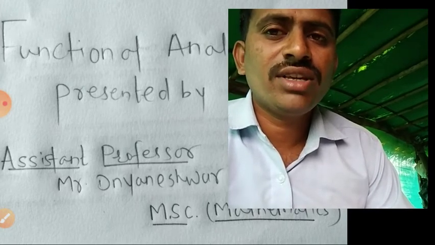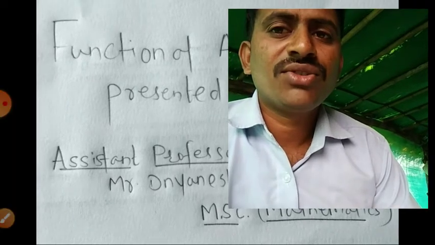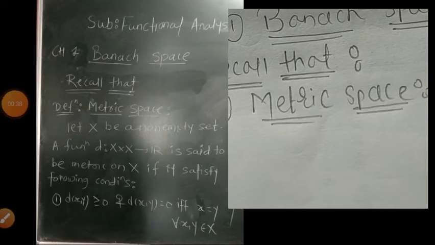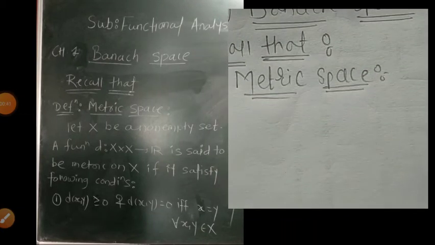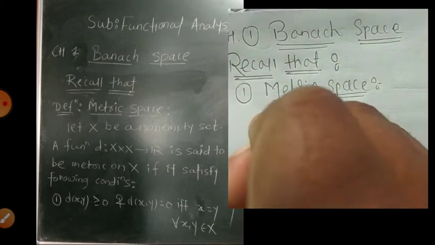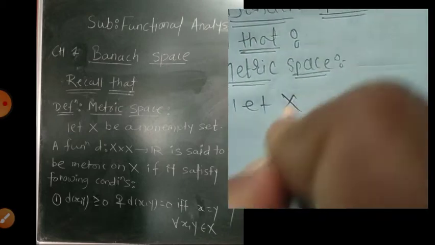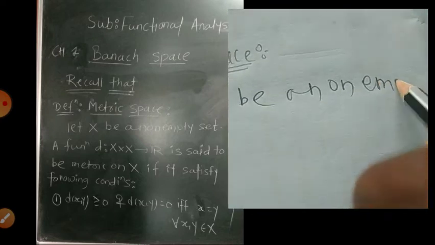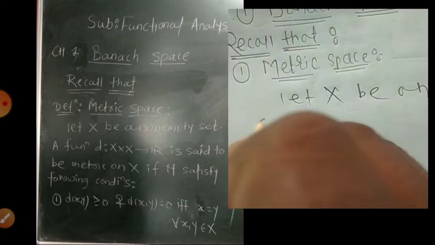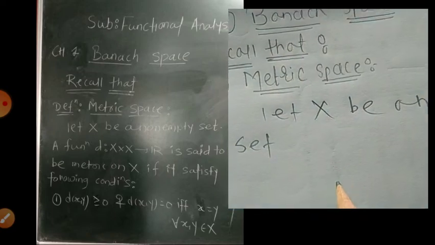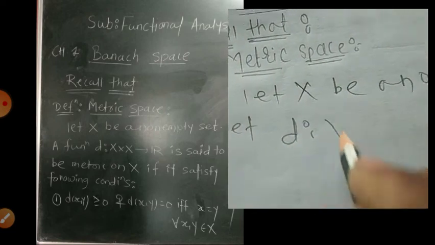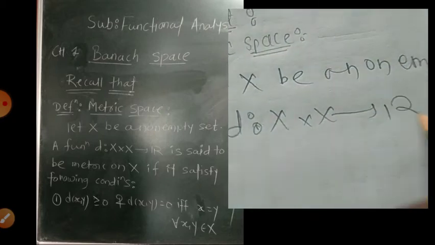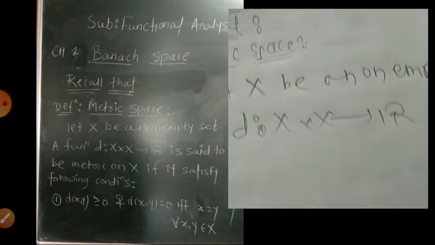The first definition is metric space. So, what is the definition of a metric? Recall the definition of metric space. Let X be any non-empty set, and we define d from X cross X to R.